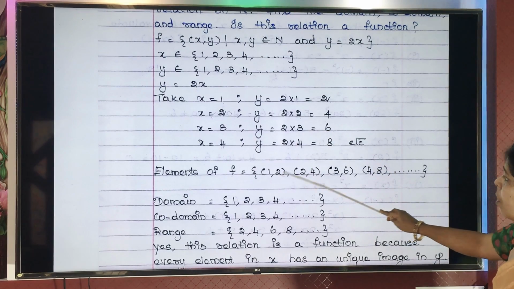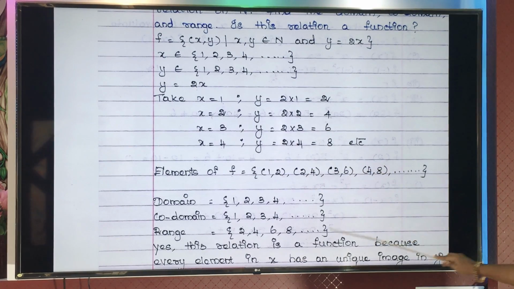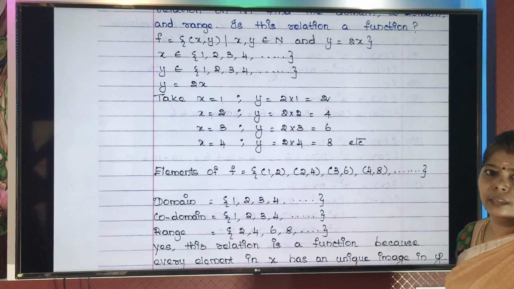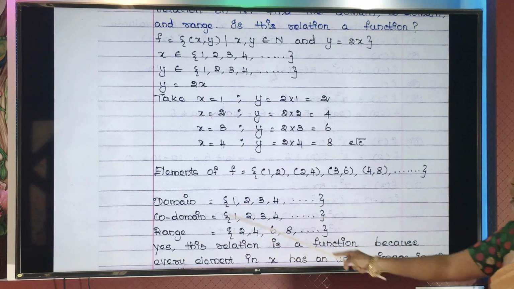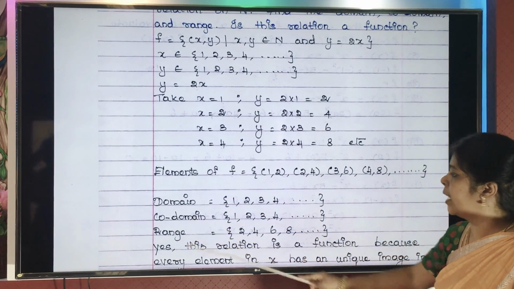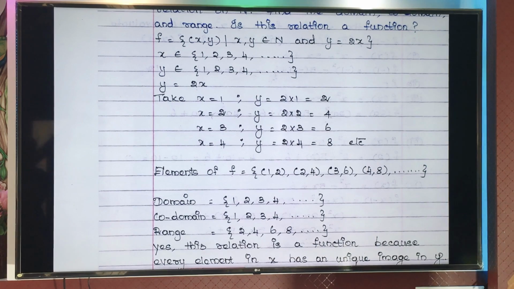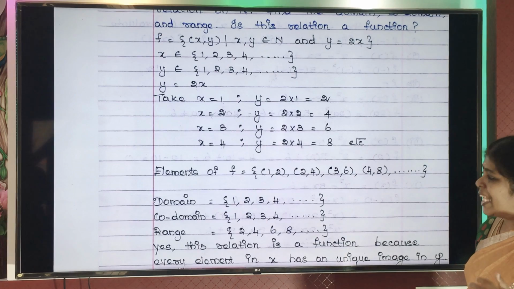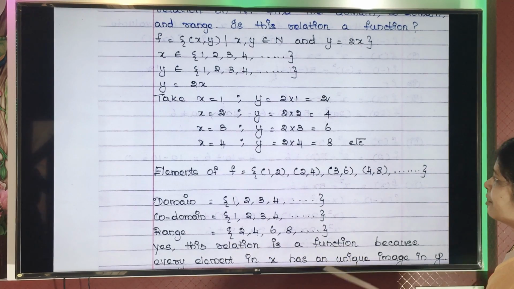So from this, all the second coordinates will become the range. So this is the answer for domain, codomain and range. And one more question was asked: is this relation a function? Yes, this relation is a function.